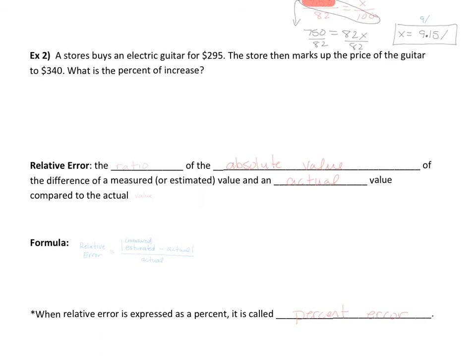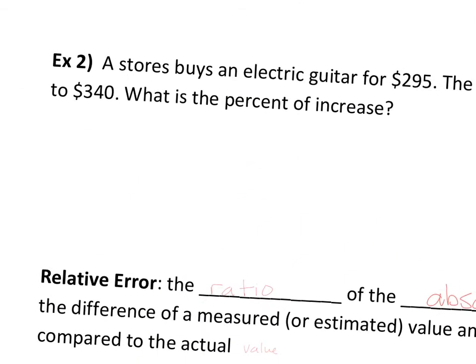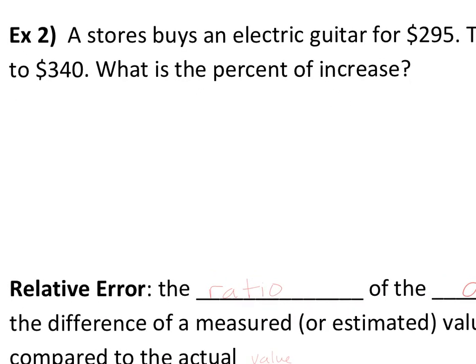The store then marks up the price of the guitar to $340. What is the percent of increase? So again, on your homework, they're probably going to ask you to say that this is an increasing amount. I went from $295 to $340, so it's increasing. In this case, they've already told you, so we don't have to write that down. Okay, let's go down through here, keeping our numbers here so we can see them.